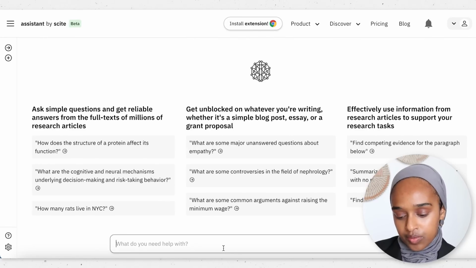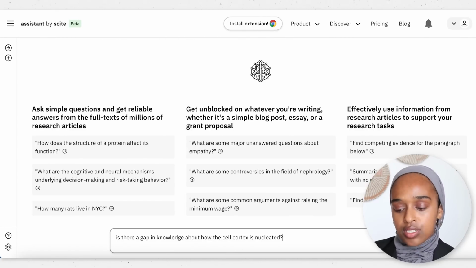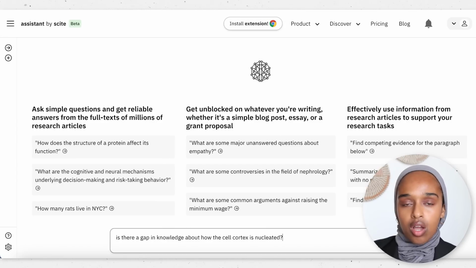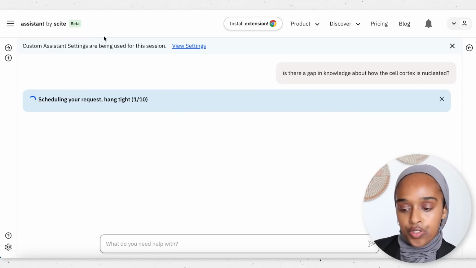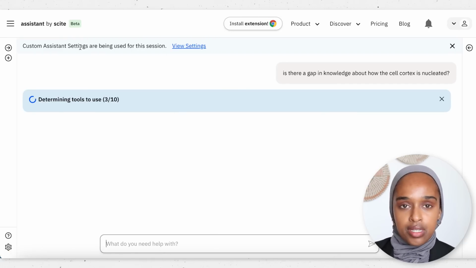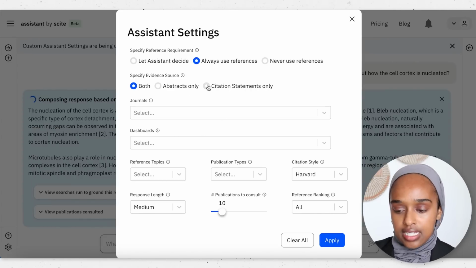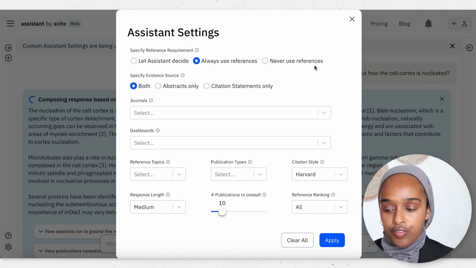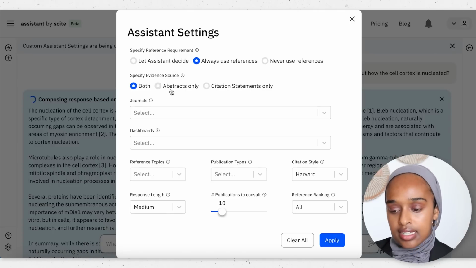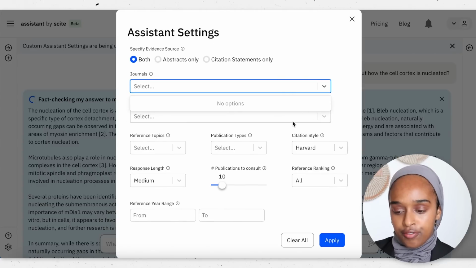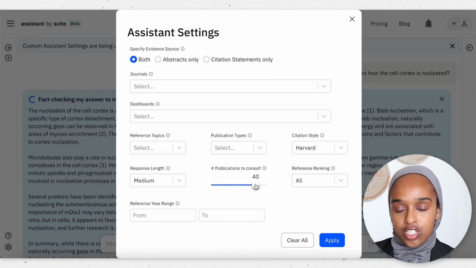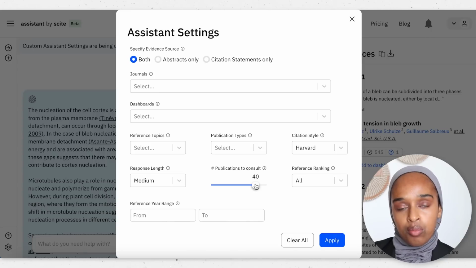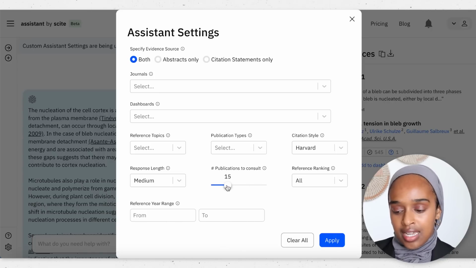So let's ask a question. I've asked this question: is there a gap in knowledge about how the cell cortex is nucleated? I want to ask a quite general question, and I want to see what it pulls out and how it pulls it out. You can change the settings. So you can say only include papers within a certain time frame. You can say, for example, always use references, don't always use them, let the assistant decide, what journals you want to take a look at, what kind of publications you want to be looked at, and how many publications to consult. You can ask it to consult like 40 publications, which will make your answer a lot more specific and tailored, but I think 10 is more than enough.